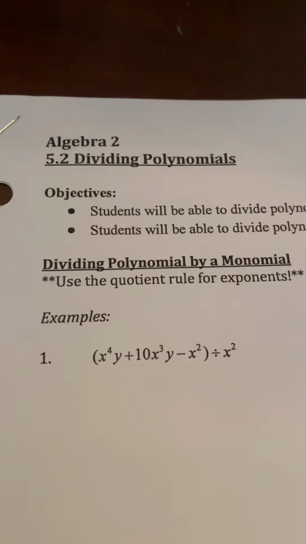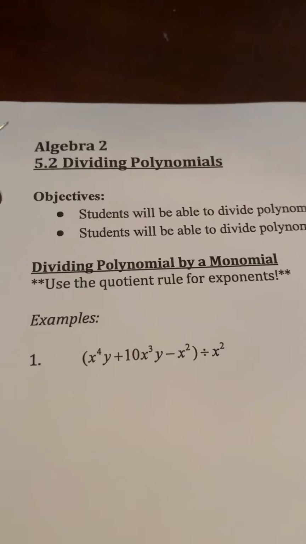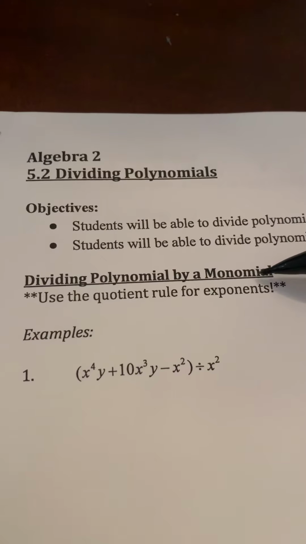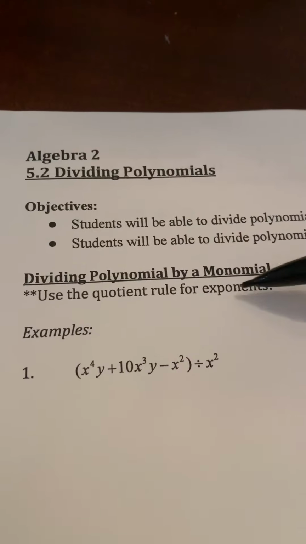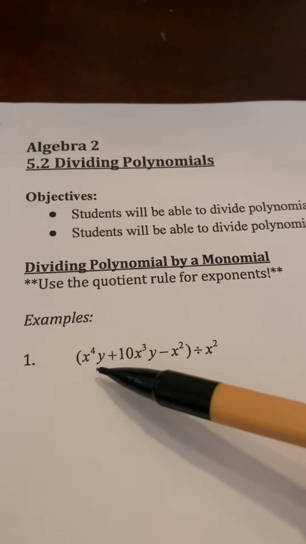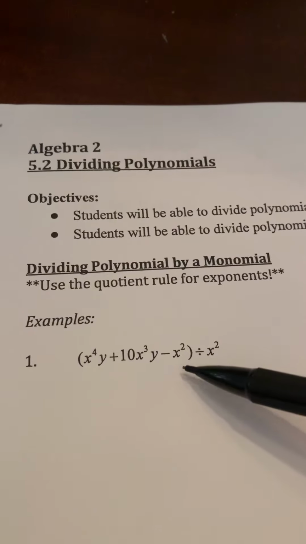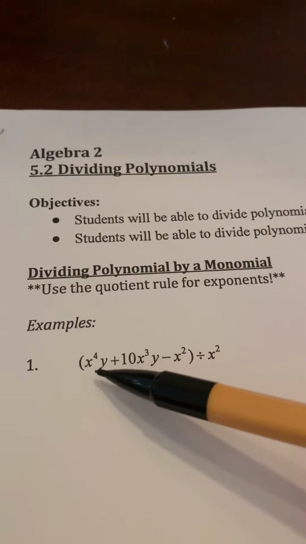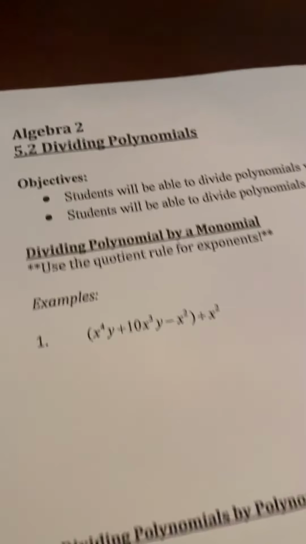Section 5.2 is dividing polynomials. We will look at dividing a polynomial by a monomial first. And for this, you simply use the quotient rule of exponents. So if I take the polynomial that's the following and divide it by the monomial x squared, I'm simply going to divide each term by x squared.